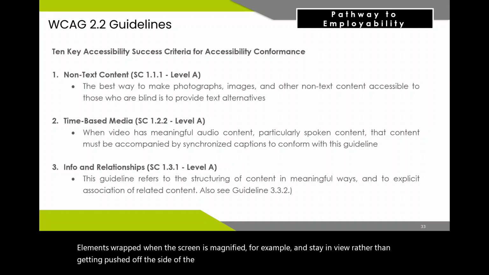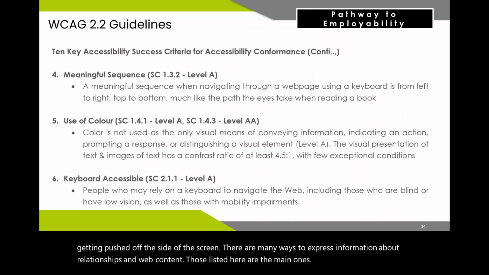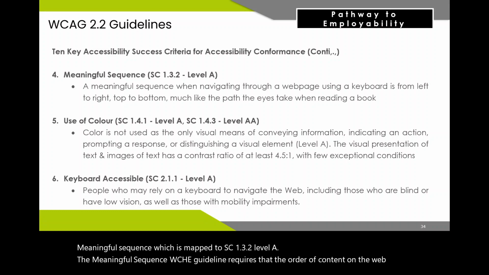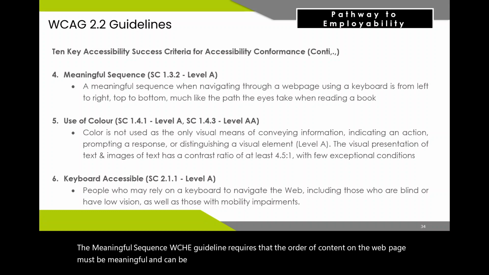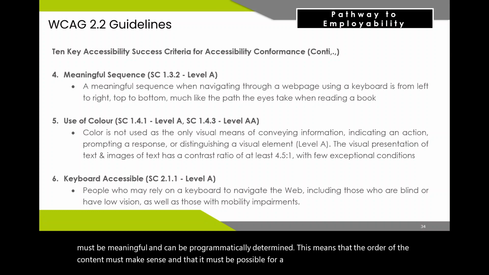There are many ways to express information about relationships in web content. Those listed here are the main ones. Meaningful sequence, which is mapped to SC 1.3.2, Level A. The Meaningful Sequence WCAG guideline requires that the order of content on a web page must be meaningful and can be programmatically determined. This means that the order of the content must make sense and that it must be possible for a computer to determine the correct order.